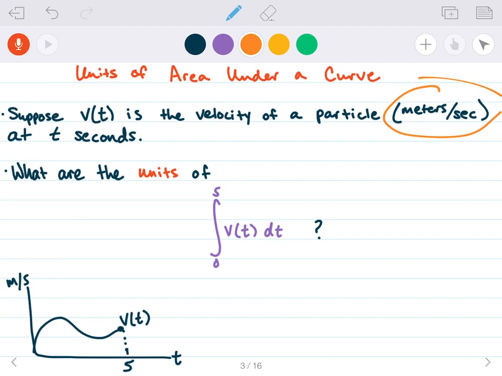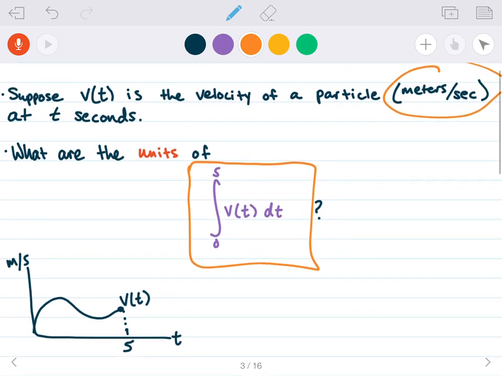And so the question is, knowing this, what are the units of this integral from 0 to 5 of v of t dt? Well, let's think about it. dt is small changes in time. So the units for dt are going to be seconds. And v of t, well, that's just my velocity, right? And my velocity is distance over time. So this is going to be meters per second, right? Now, if we multiply these out, let's do that maybe down here.